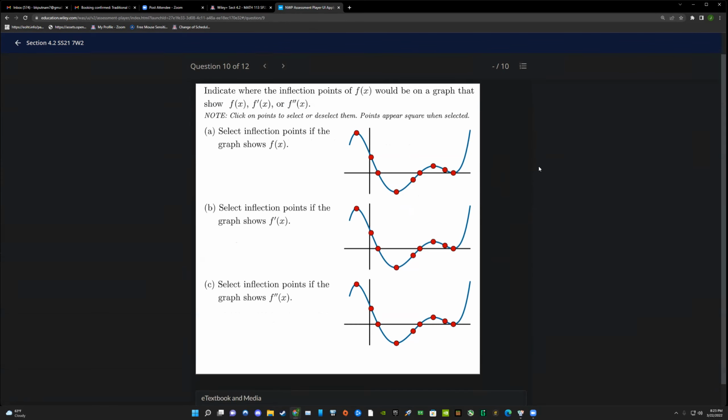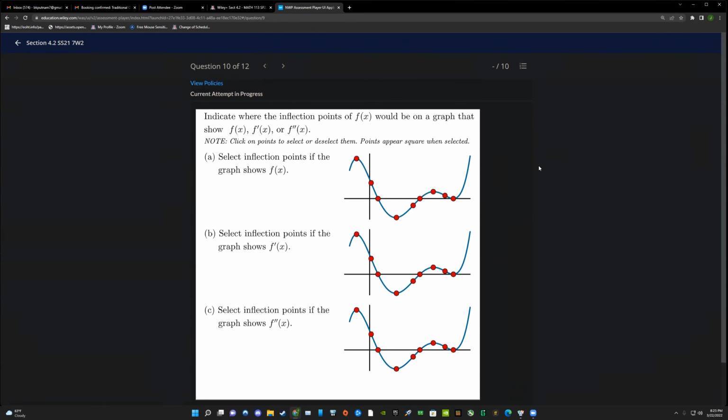So we should have done this type of problem first. When you're looking at the original function, which is A, and they want the inflection points, the inflection points are where it changes from concave down to concave up. So you have to click on the points. Which ones would apply here?